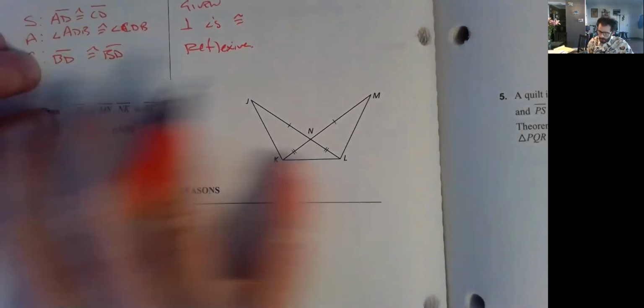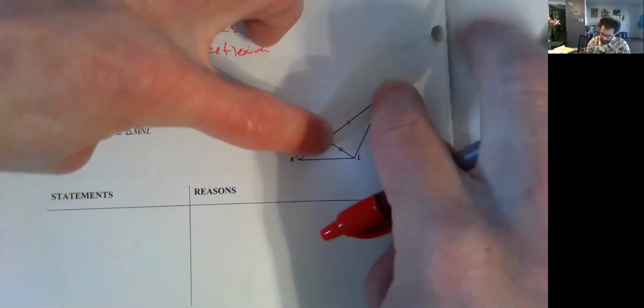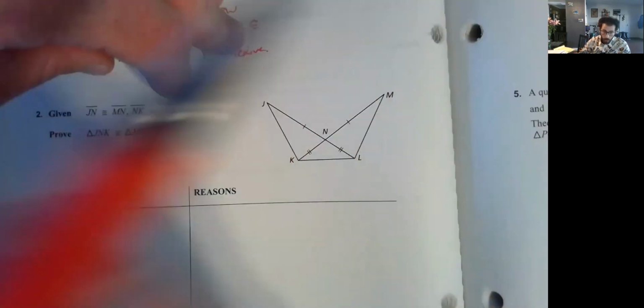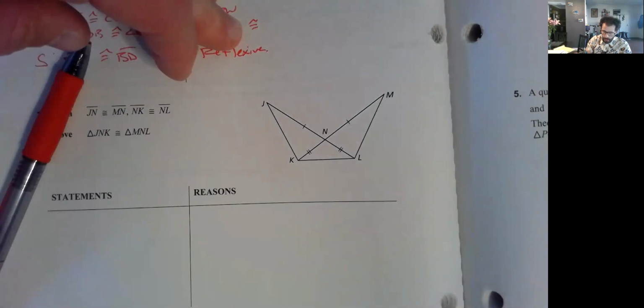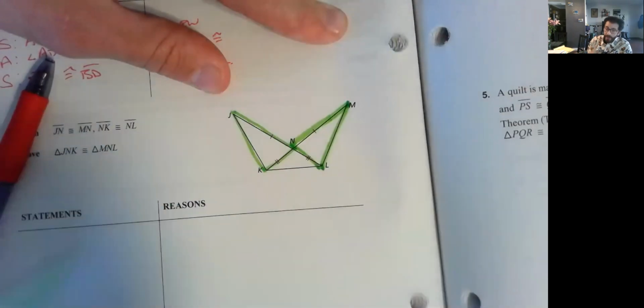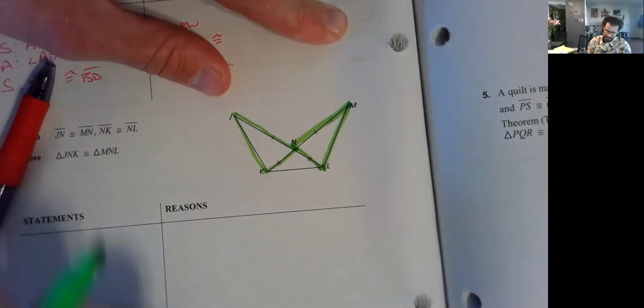Fill it out as we go. I know they tell us for us. All right, JN is congruent with MN. NK is congruent with NL. Oh, this is important. I'm going to take my highlighter. We need to prove that triangle JNK is congruent with MNL. All right, that's important because it means we have to look at the appropriate angle.